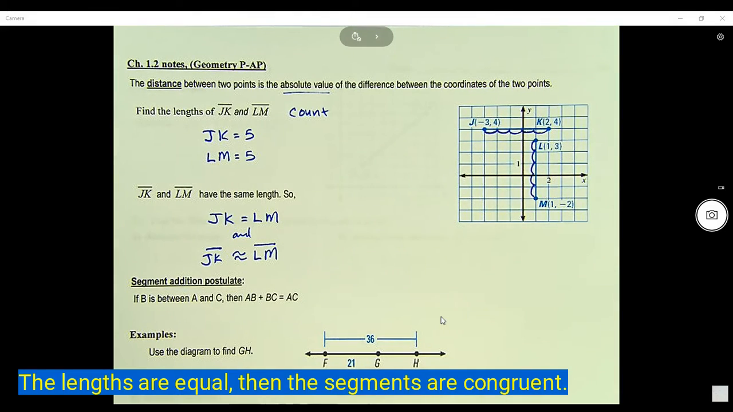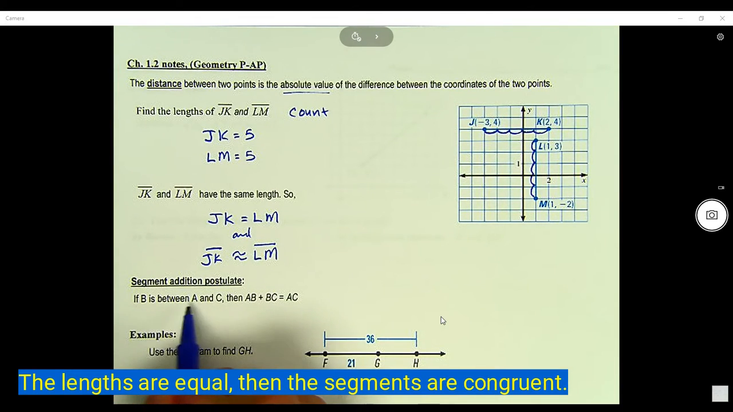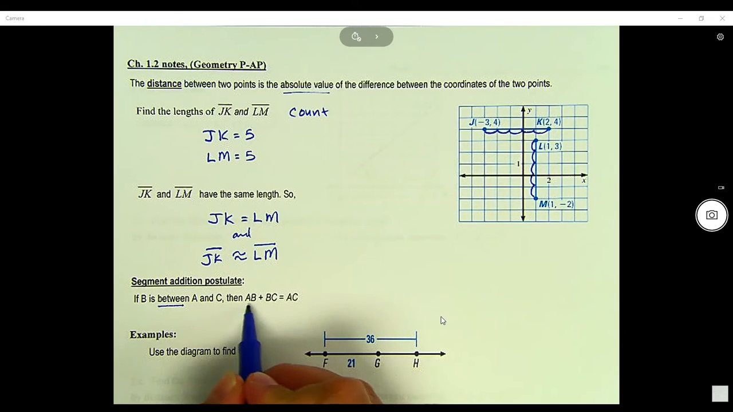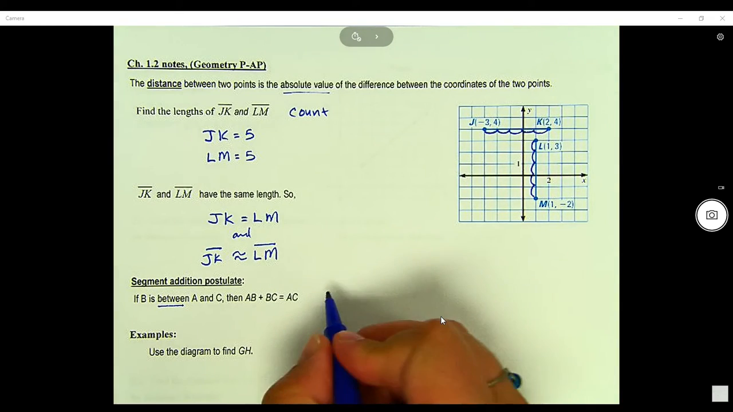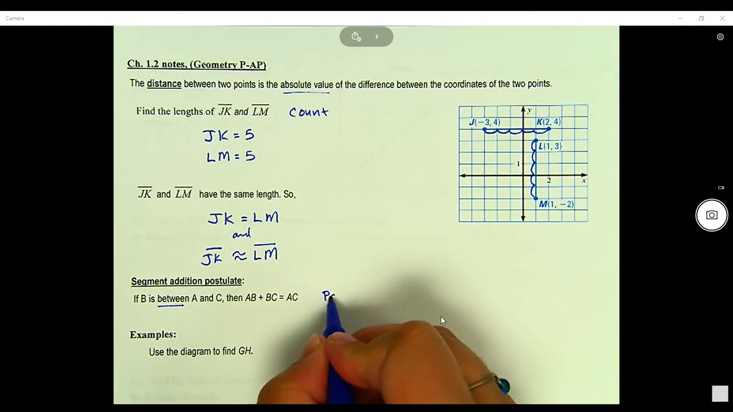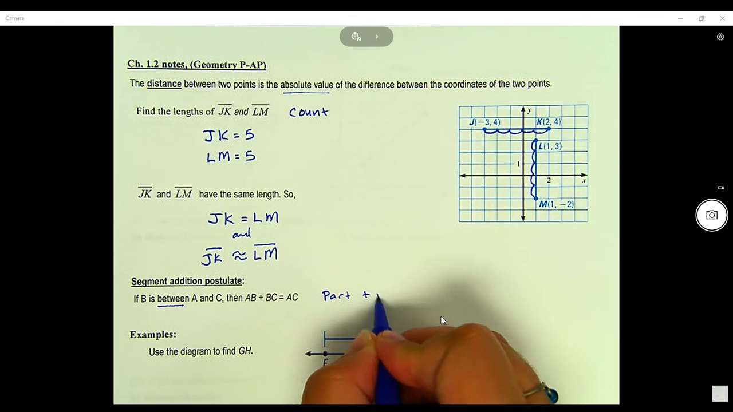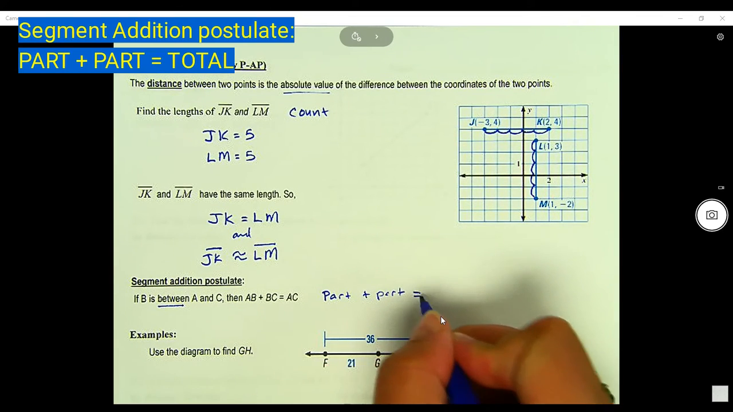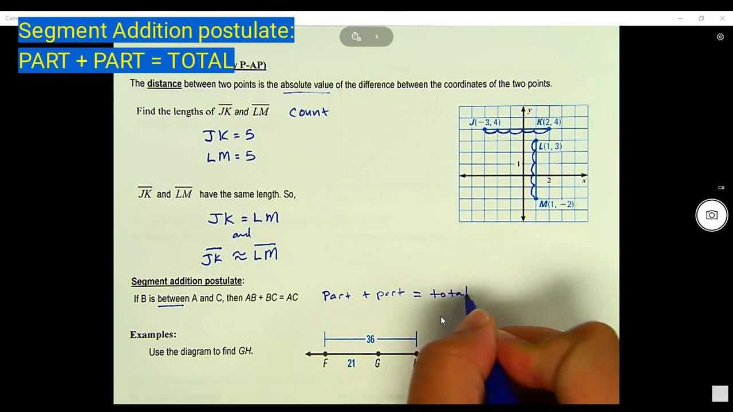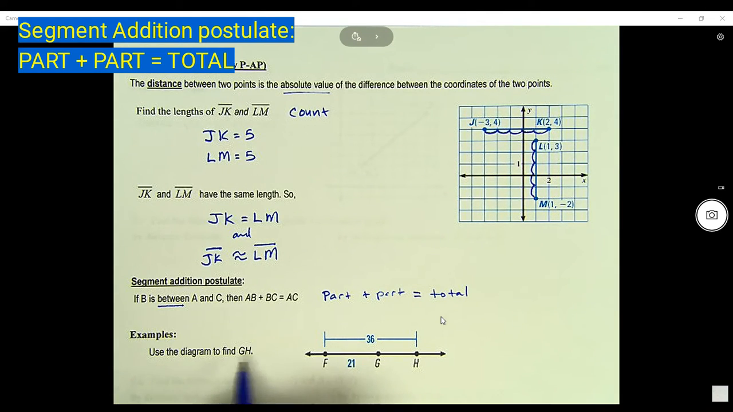Okay? Segment addition postulate. If B is between A and C, then AB plus BC equals AC. And colloquially, we will say that this is part plus part equals the total. Okay, so here's an example. Use this diagram to find GH. So we would say that FG plus GH equals 36.